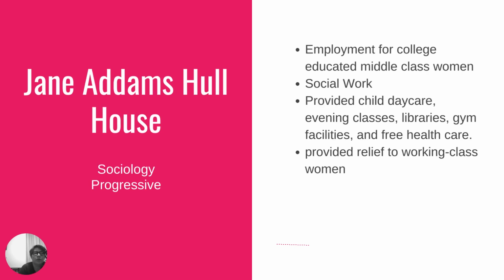Women are also getting involved in this. It's primarily college-educated, middle-class women who are involved in social work, and they are getting involved in what are called the settlement houses. The biggest example of one is Jane Addams and the Hull House. They would give childcare, evening classes, libraries, gym facilities, healthcare, and it's very similar to social gospel, and a lot of them were involved in that as well. But it is trying to provide relief to families in the inner city.